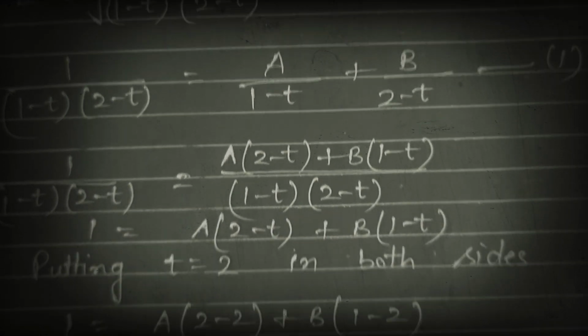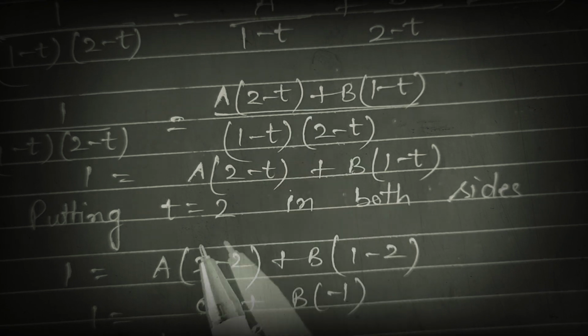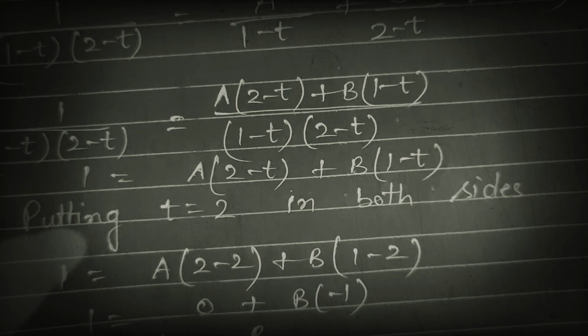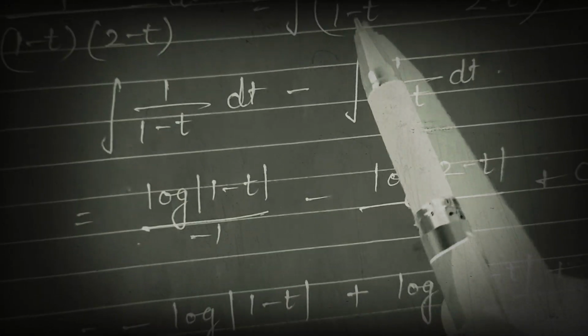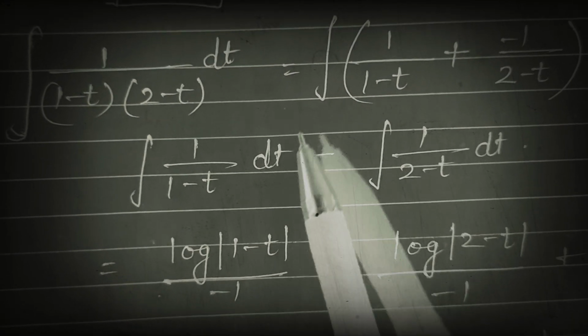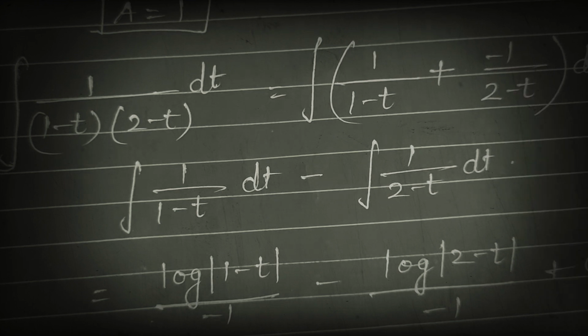Take LCM on the right hand side. By making the numerator the same, we will get the values of a and b. B is minus 1 and a value is 1. Then we will put these in the first equation and then integrate. After integration, it is 1 upon 1 minus t minus 1 upon 2 minus t dt.